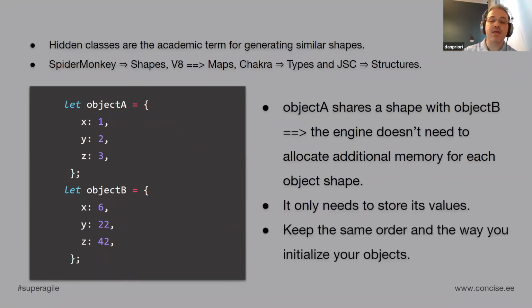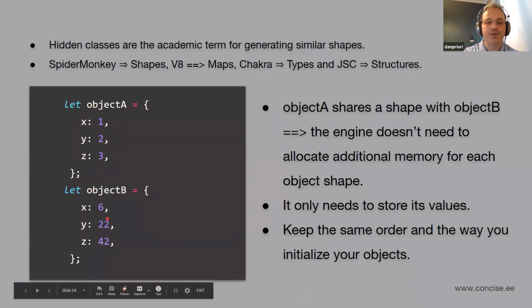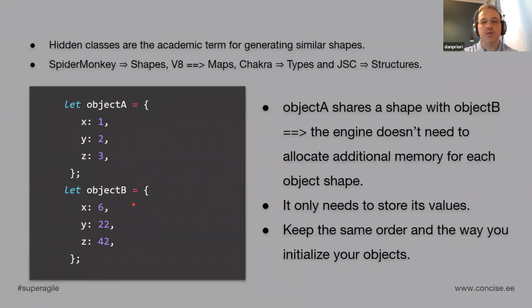However, keep in mind all the time to keep the same order and the same way you initialize your objects. Otherwise, the JavaScript engine will not recognize that they are using the same shape. If you have similar objects like this, try to keep the same order, even for properties like x, y, and z. Here they are in the same order. If you shuffle this, the browser will not recognize it.